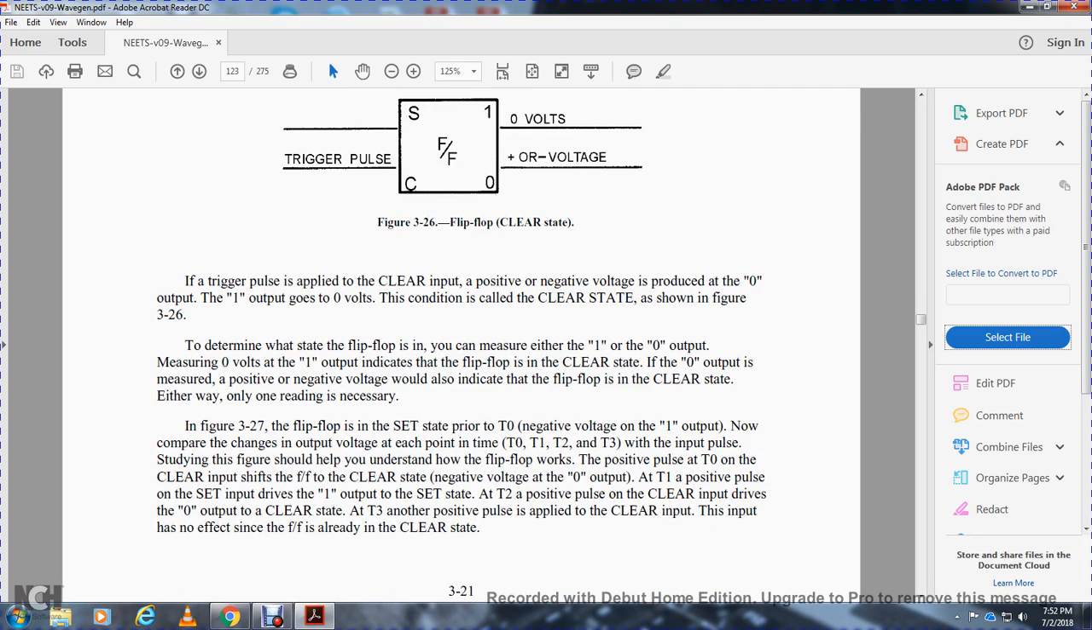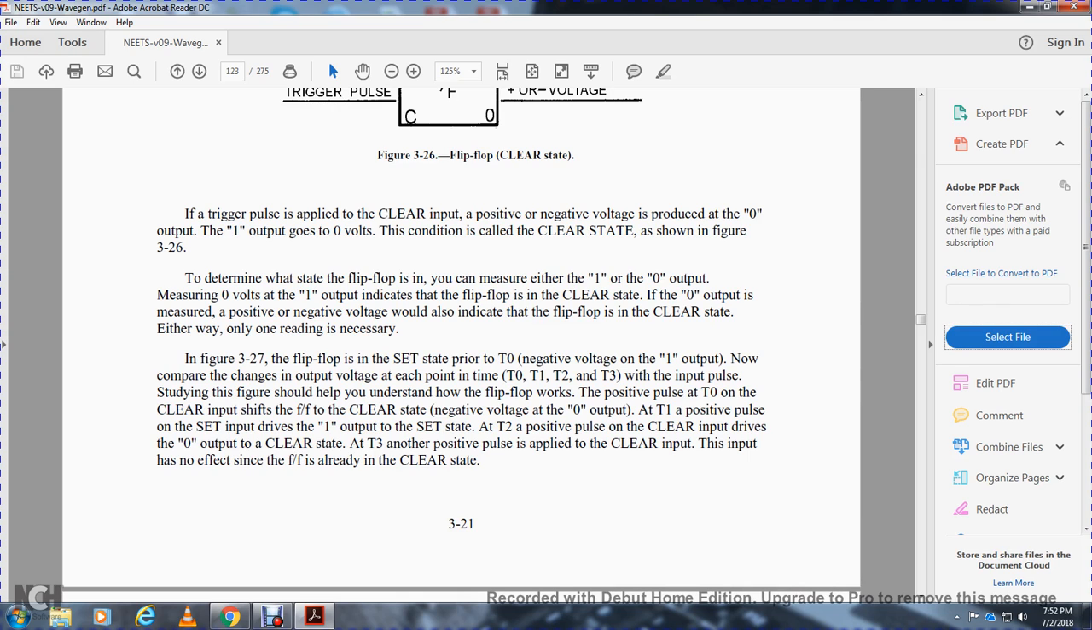To determine the state of the flip-flop, you can measure the 1 or 0 output. Measuring 0 volts at the 1 output is the indicator for the flip-flop being in the clear state, while the output is otherwise measured as positive or negative voltage, which indicates the flip-flop is in the set state. Either way, only one reading is necessary.